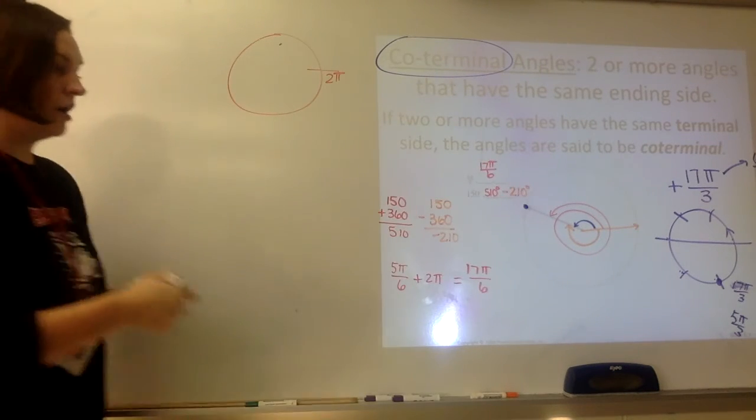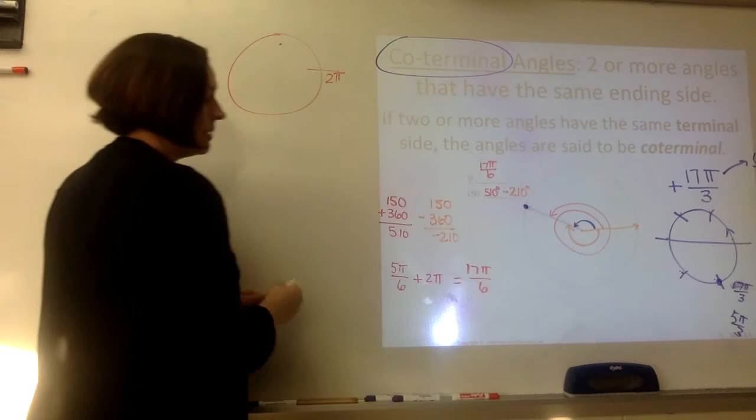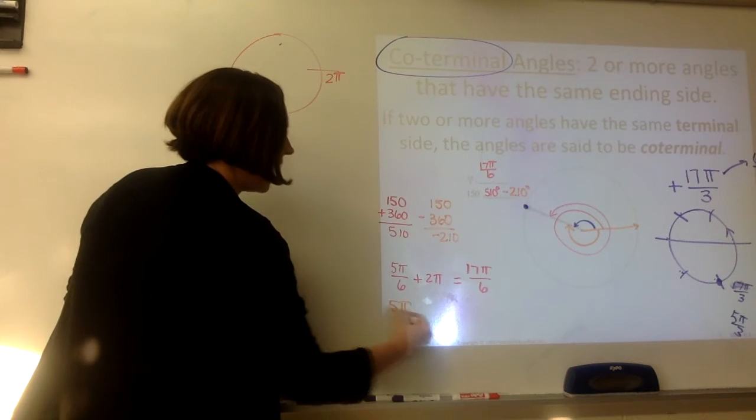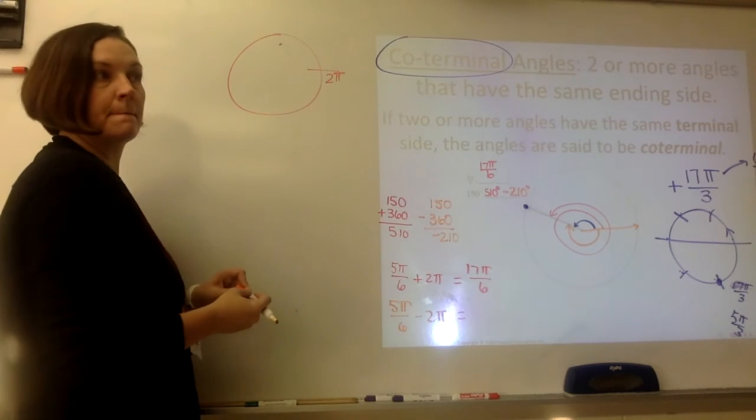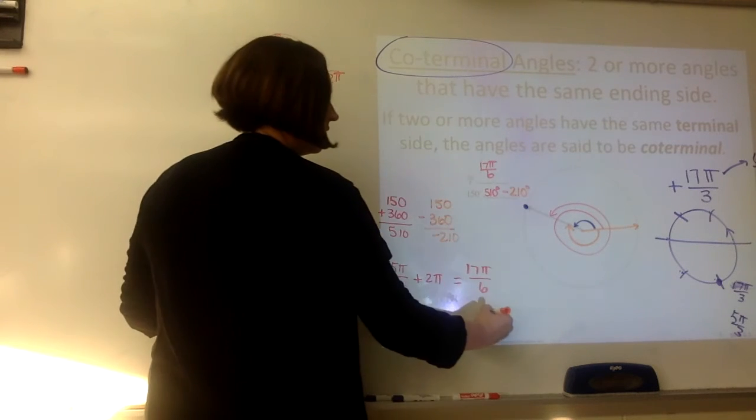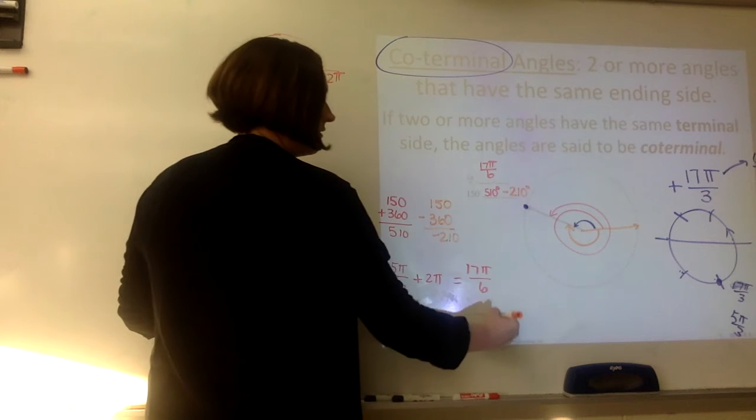And then we go to orange, and orange says, well, I'm going to take 5 pi over 6, and I'm going to subtract 2 pi. Gives me what? Negative 7 pi over 6.